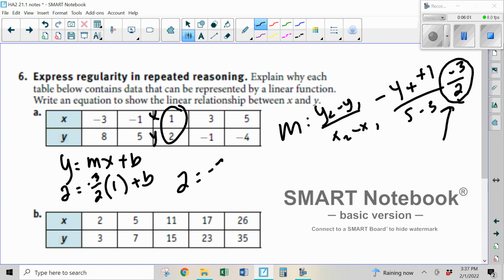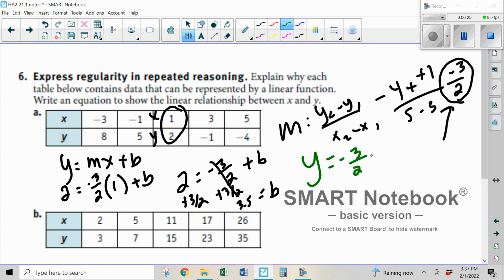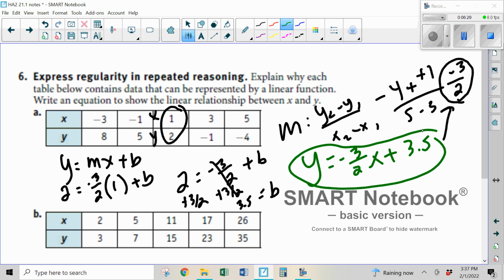So that's -3/2 times 1 is -3/2. Add 3/2 to both sides. So b is 3.5. I would allow an exact decimal for that. So then my final equation, y equals mx plus b. Okay, we've done this before at linear. You should know how to do it.